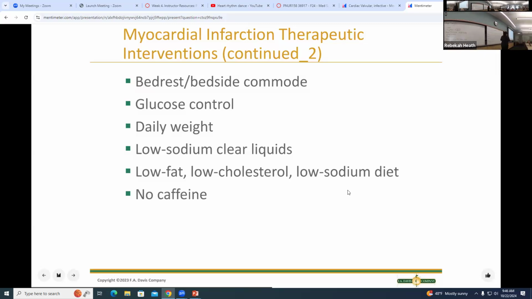One thing too with our patients who have heart issues, we want to make sure that they don't get constipated because we don't want them to strain when having a bowel movement. That can be kind of dangerous for them as far as causing more symptoms. And so we usually have them on a stool softener to make sure they don't have to strain.